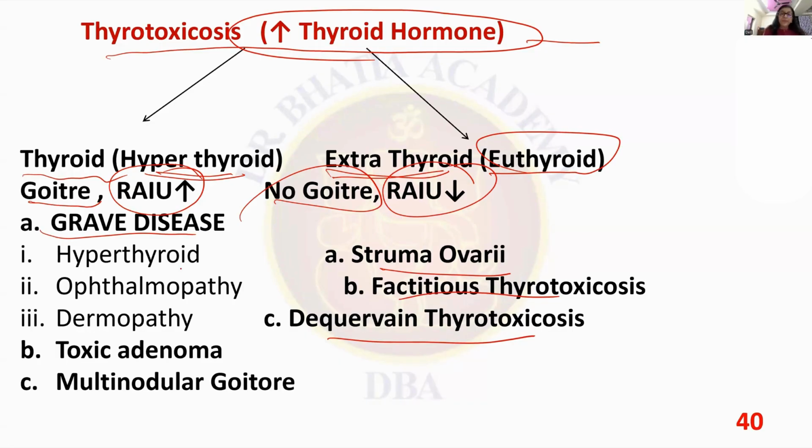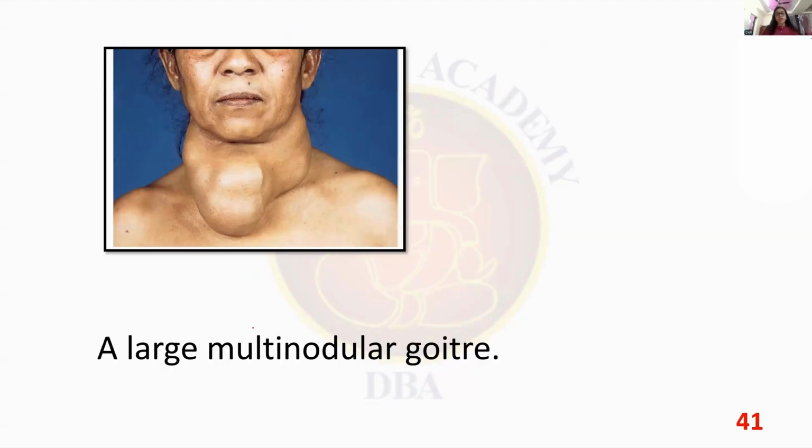In Graves, there will be hyperthyroidism, ophthalmopathy and dermopathy. So Graves we will be just covering if possible. Then multinodular goiters, MNG, toxic MNG, and toxic benign nodule or toxic solitary nodules. So this is an MNG. Multinodular goiter may or may not be functional. We don't know.